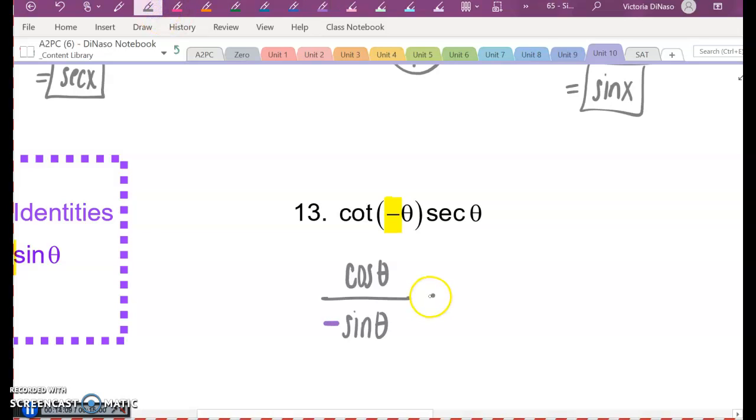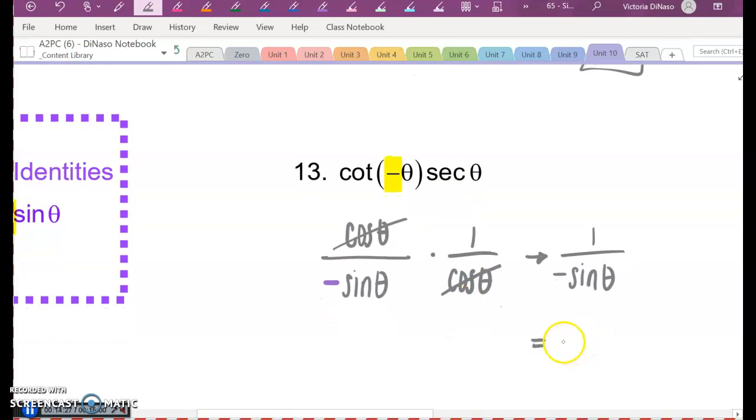And then you're also going to change secant into 1 over cosine theta. Now you have cosine on top and a cosine on the bottom. Those cancel. So now we have 1 over negative sine theta. And 1 over sine is still cosecant, but since there's a negative sign, it's negative cosecant theta.